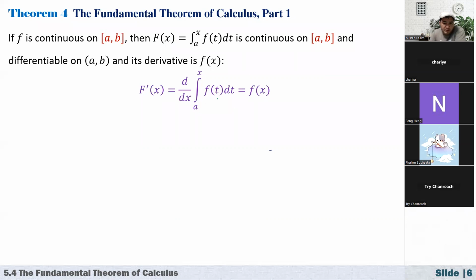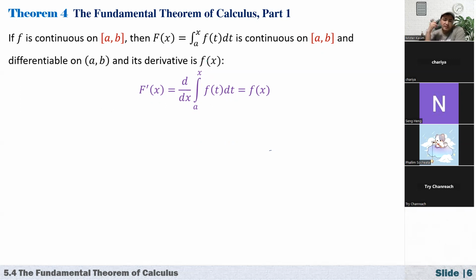What should you understand from here? If you are given a function f of x and you integrate and then differentiate, you will get back the original function. Or if you differentiate and then integrate, you will again get the original function back. And that's what we are going to prove here: why F prime of x is equal to f of x if capital F of x is equal to this definite integral.